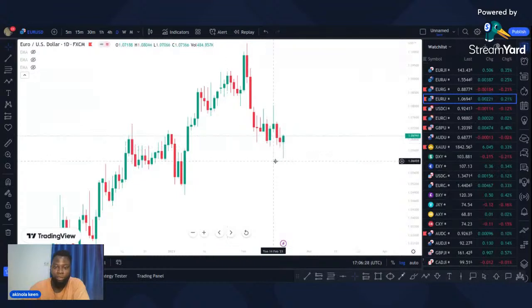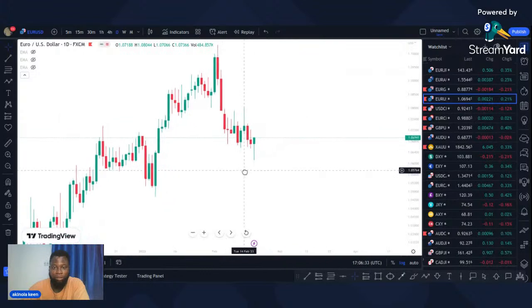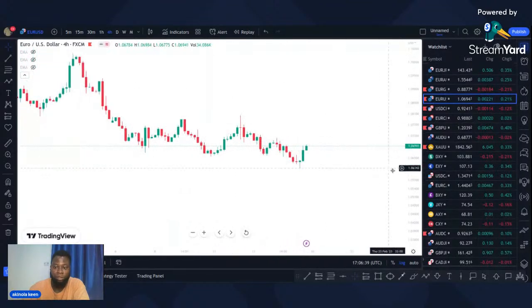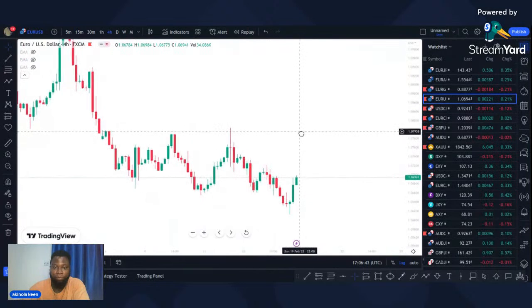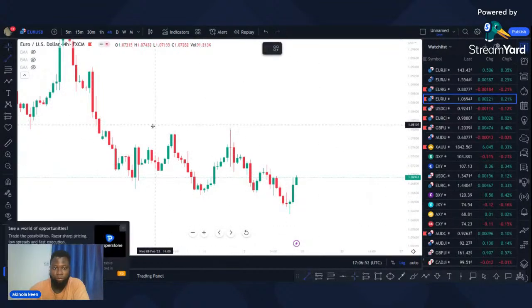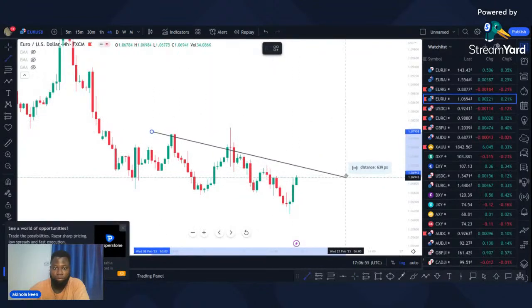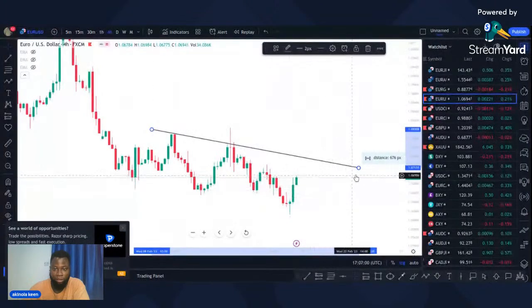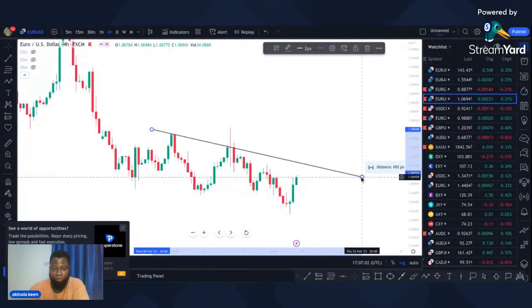Let's go to a smaller time frame, like 1 hour or 4 hours. Let's first check the 4 hour time frame. You can see there is this trend on the 4 hour time frame. You can see this trend. It shows a clear view of the downtrend of the market. The market is selling.